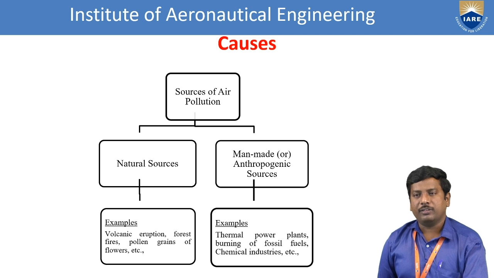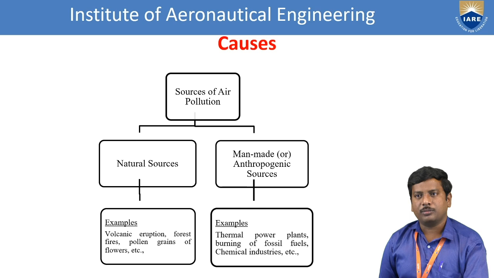There are mainly different sources, nothing but natural sources and man-made anthropogenic sources. These are mainly classified depending upon the availability of these air sources. One is natural and the second one is man-made or anthropogenic sources. So natural sources, what are the examples? Nothing but volcanic eruption, forest fires, pollen grains of flowers, etc. All of this comes under the category of natural sources of air pollution. So these are one of the causes.